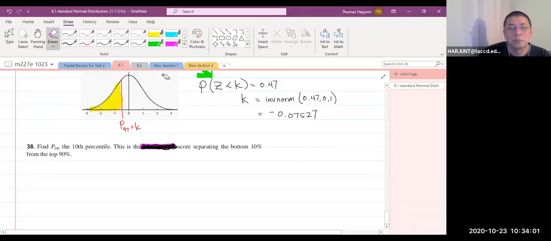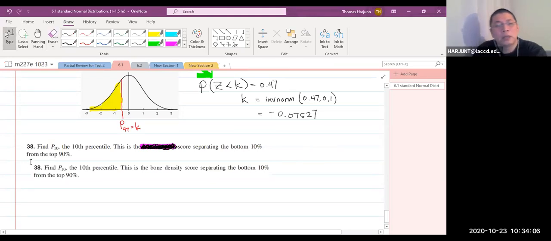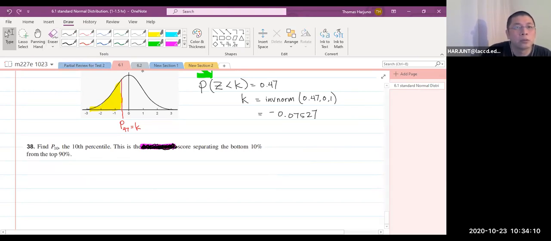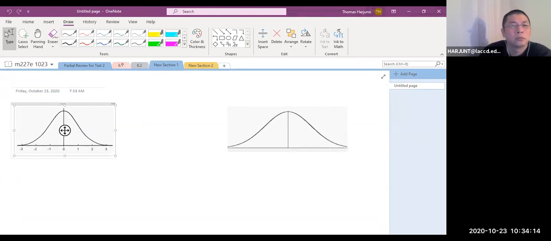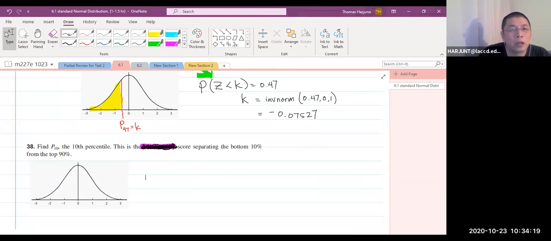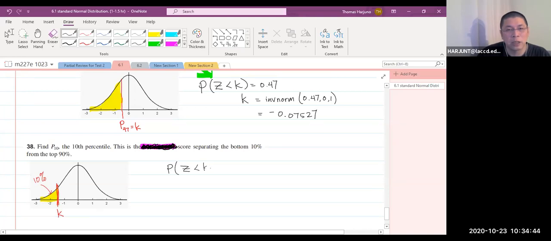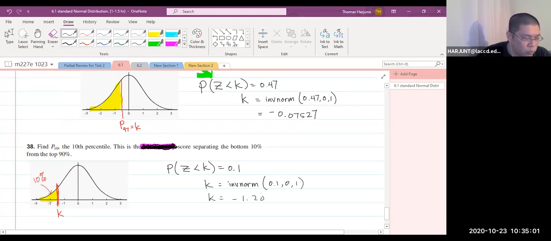Okay, let's start. This is basically finding the Z score such that the area to the left is approximately here. I'm not sure, but I just do an approximation. Find K such that the area to the left is 10%, which means the area on the right-hand side is 90%. But we want the area to the left. The probability that Z is less than K is 10%, 0.1. So K equals inverse norm of 0.1. According to my computation, I get negative 1.28155.